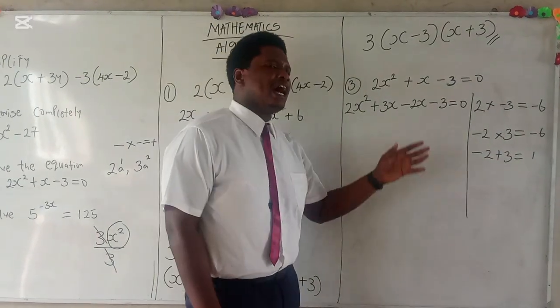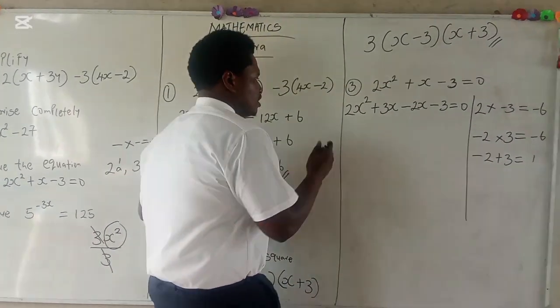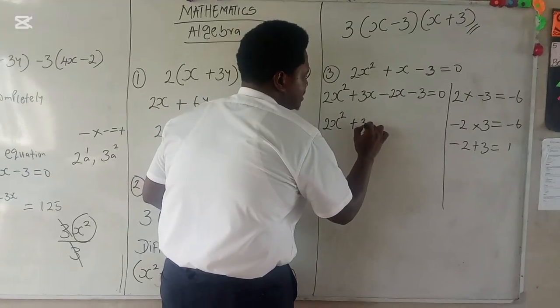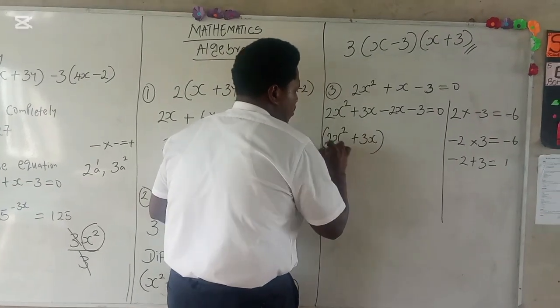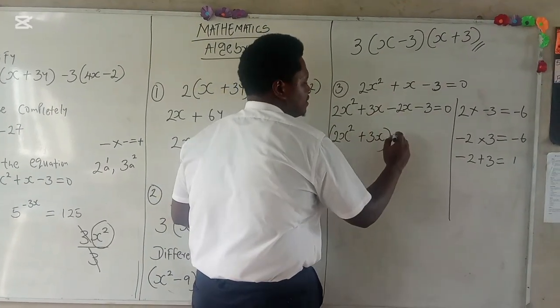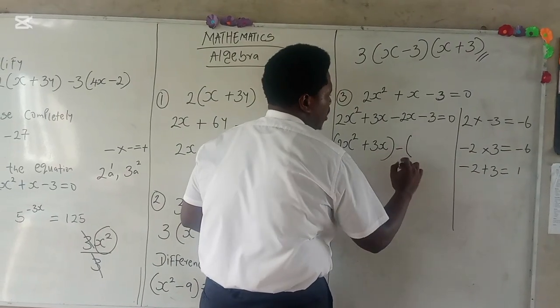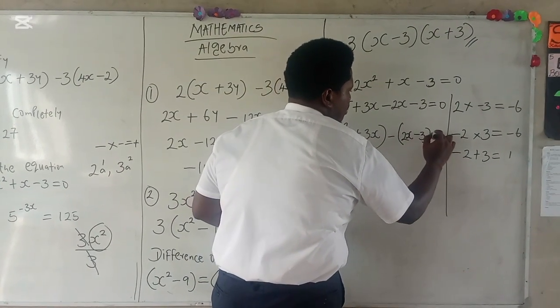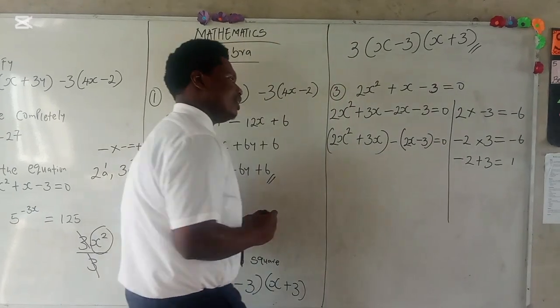So at this point, we'll go ahead and group them. We have 2x squared plus 3x in one bracket. Don't forget the negative sign. In our second bracket, we have 2x minus 3, is equal to 0.